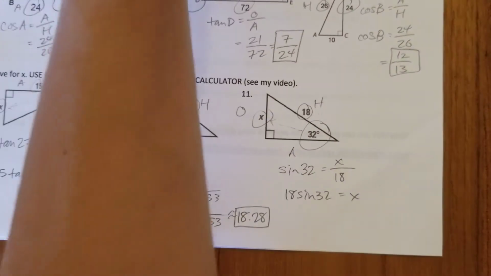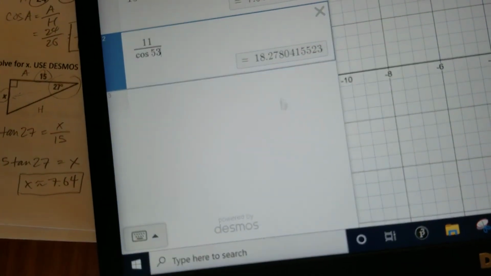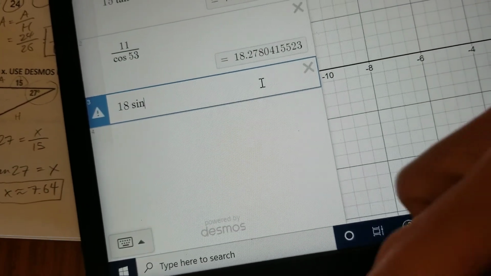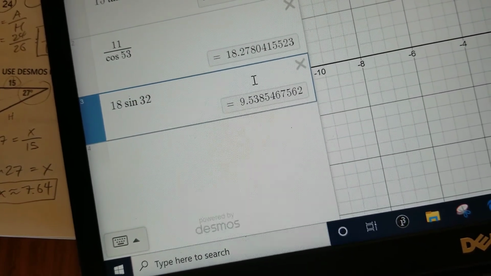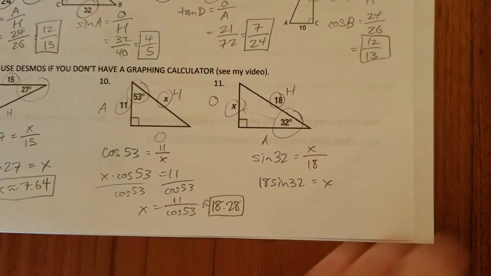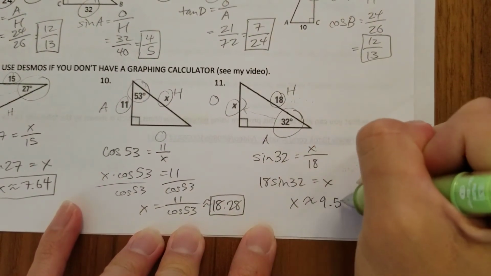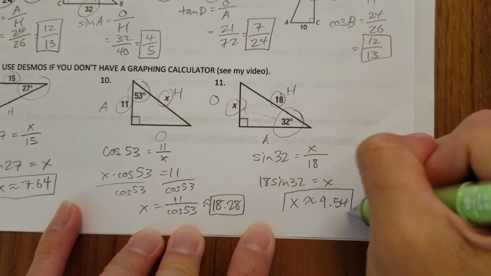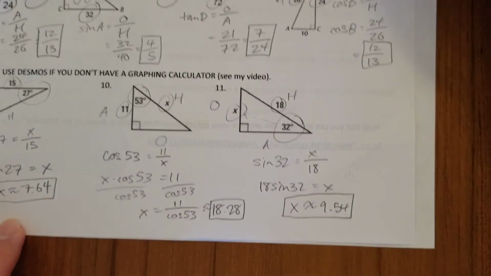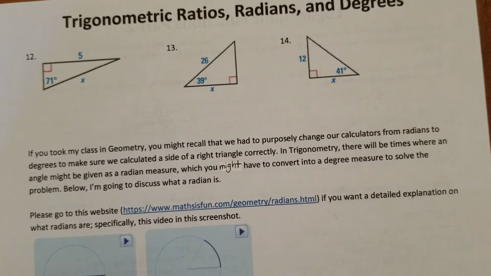We need our handy calculator. 18 sine 32 is going to be about 9.54. So x is about 9.54. I'm going to show you a few more examples and then we're good.